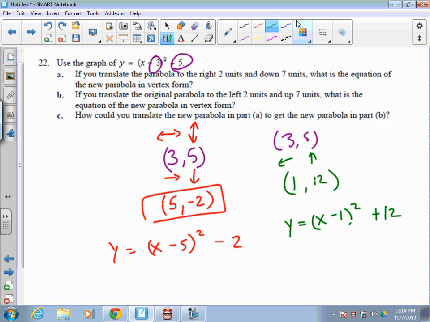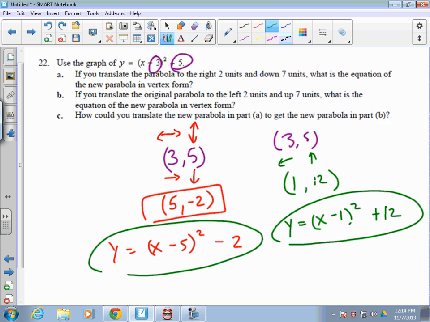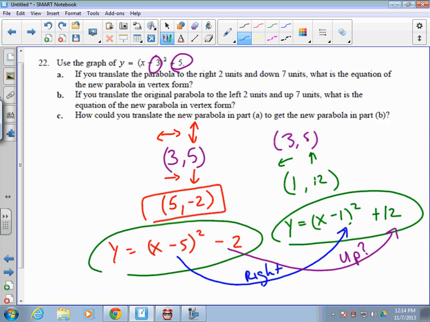And then the last one says, how could you translate the new parabola in part A to get the new parabola in part B? How could you translate from this one to this one? You just ask yourself, how many units do I have to go from negative 5 to negative 1? How many do I have to go to the right? This would be going to the right. And how many do I have to go up from negative 2 to positive 12? So you would go to the right 4 units, and we would go up from negative 2 to 12. You would go up 14 units.